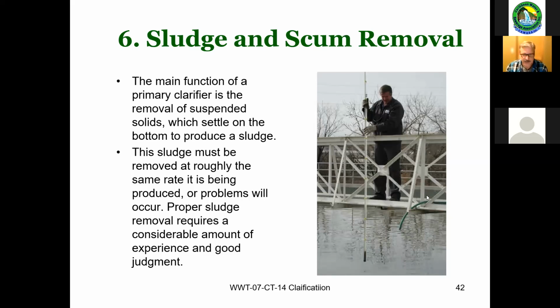What would be the first indication that you have a sludge problem in your primary clarifier? Something's not working right, your sludge isn't being removed, what's going to happen? Rising sludge, you bet.